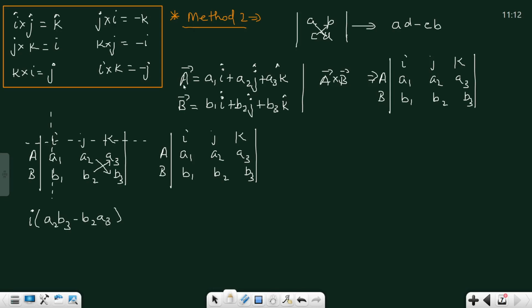If you have to find A cross B, first note down the components of A along i, j and k, then the components of B along i, j and k. When you calculate i, you go for the determinant of j cross k. So it will be A2 into B3 minus B2 into A3. Clear? And since you are going for j cross k, we get plus i. So for the i part, you multiply A2 with B3 minus B2 into A3. Clear?